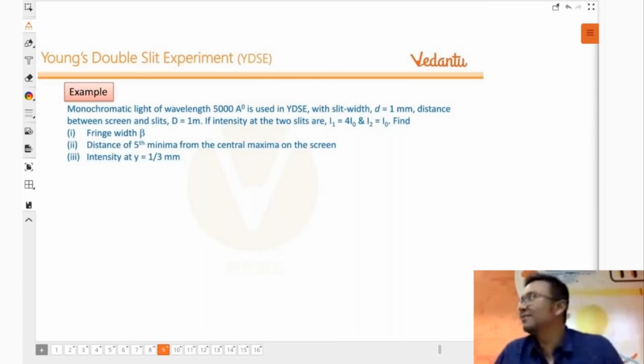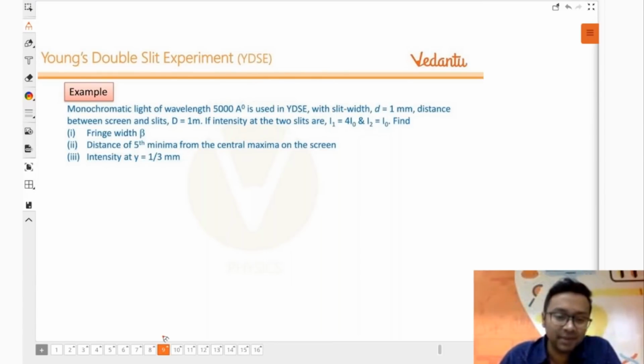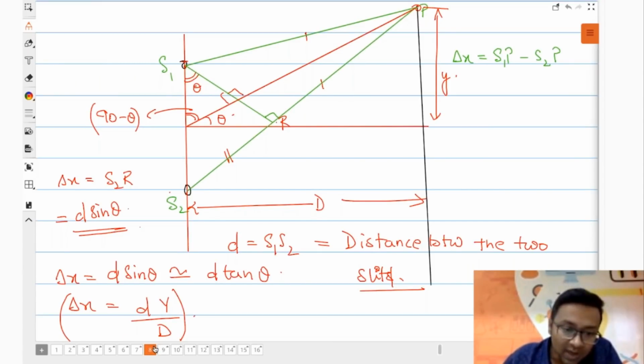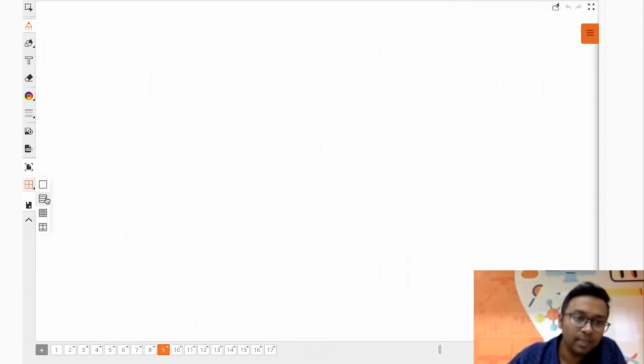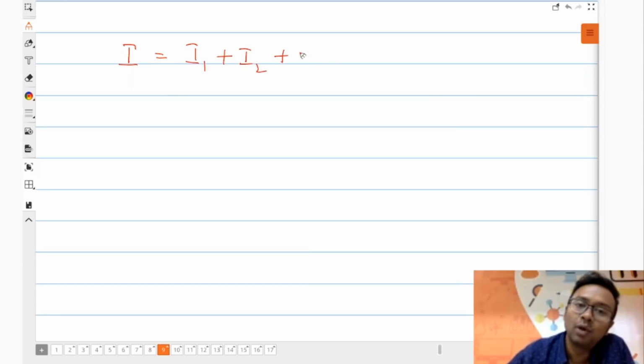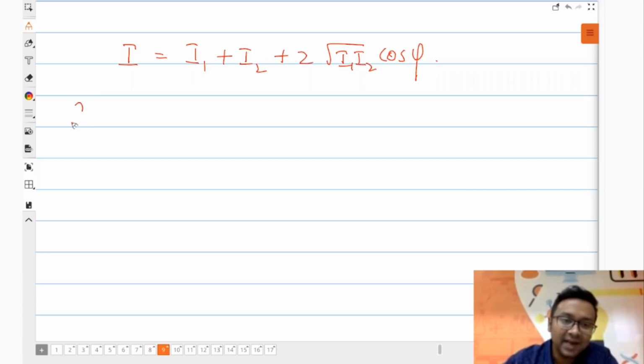Now, let us go ahead and take up a problem here. Very simple one. Very, very logical and very, very simple. Here what we have learned is that the path difference between these two waves reaching a given point here is dy by D. Now, students, one last point that I would like to tell you, based on this formula that you just saw: the total intensity is equal to I1 plus I2 plus 2 root I1 I2 cos of phi.